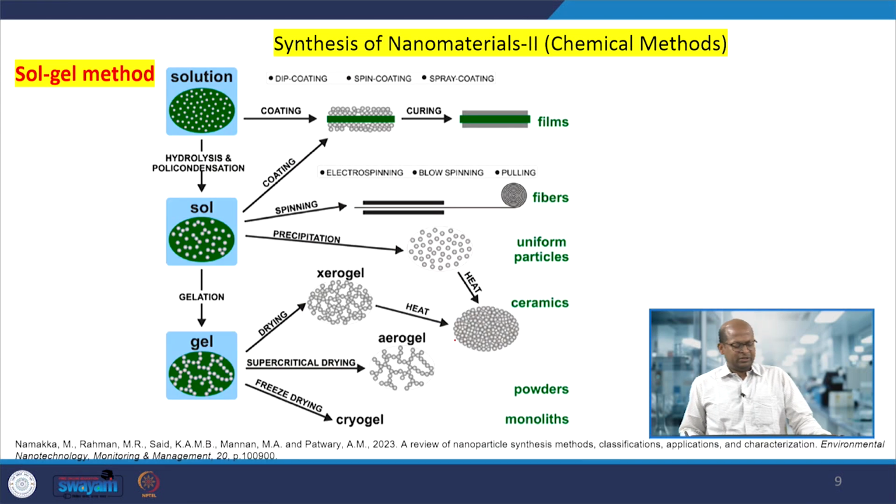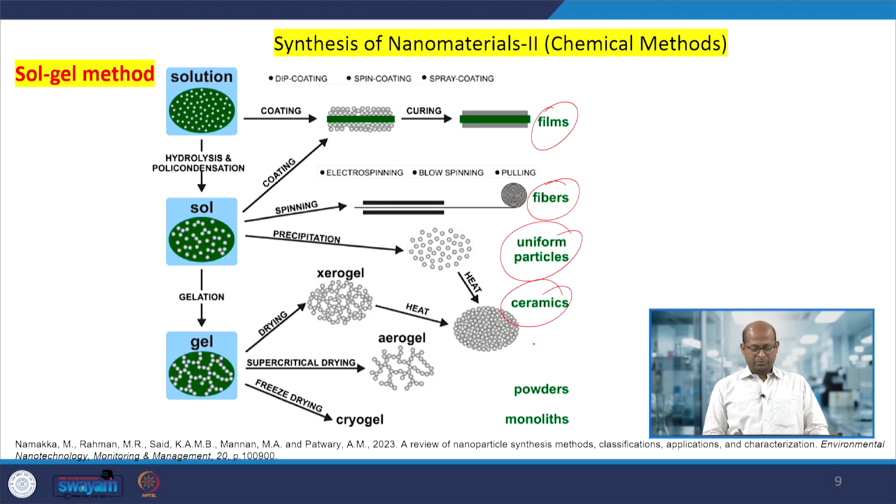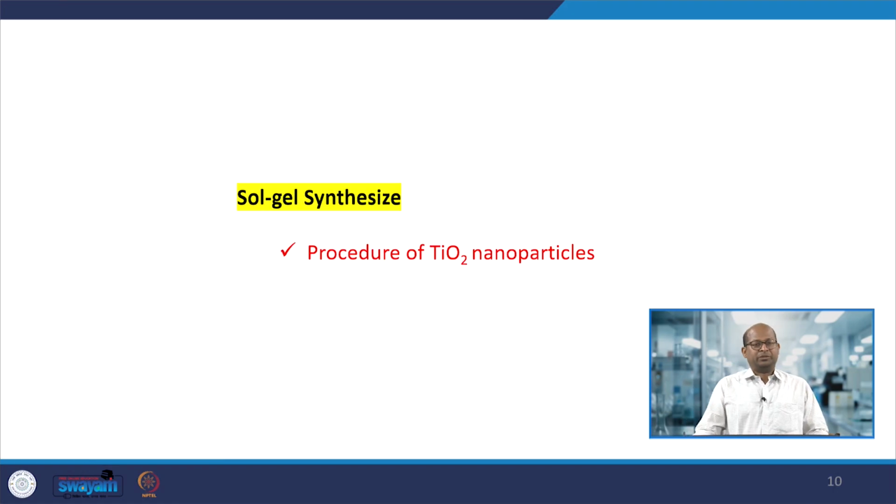Depending upon our applications or methods available, we can prepare either films, fibers or particles in the form of metal oxides, or monolithic types of structures also, by using these sol-gel methods. For particular metal oxides or nanomaterials we can prepare.